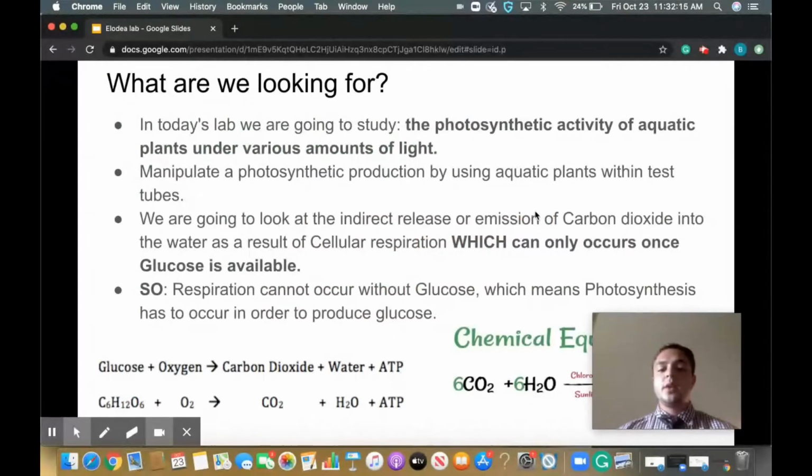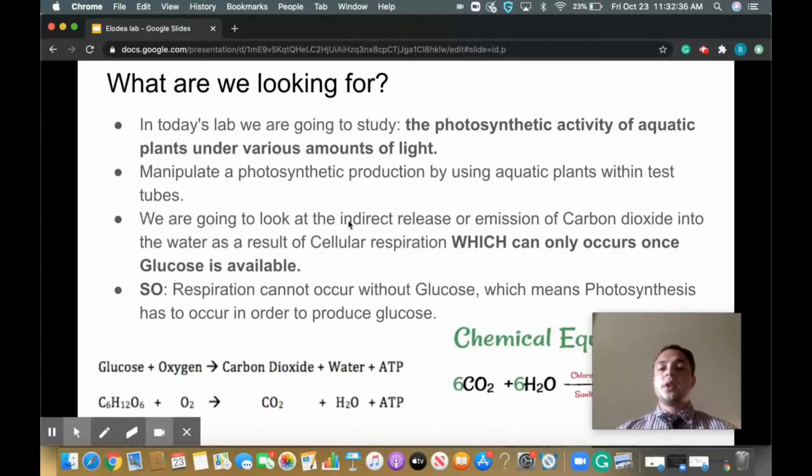So specifically, the way we're going to study this process is through a lab. Again, this lab is going to study the photosynthetic activity of aquatic plants under various amounts of light. So we're going to manipulate the photosynthetic production process by using aquatic plants and putting them under different amounts of light over a 24-hour period.